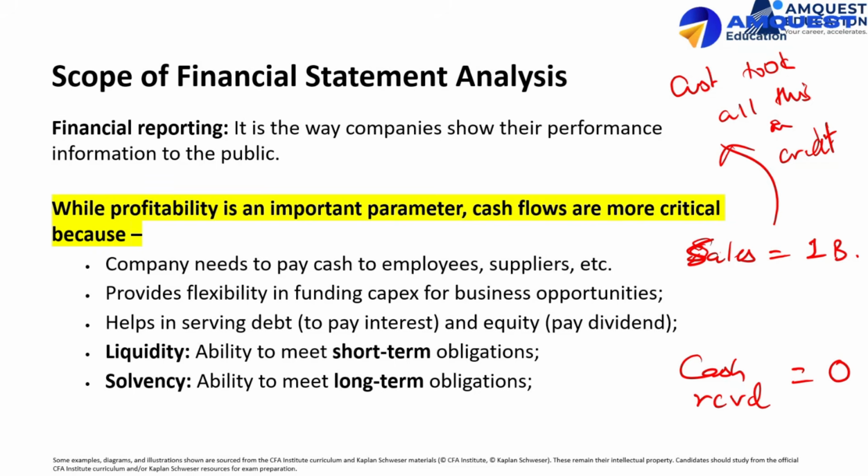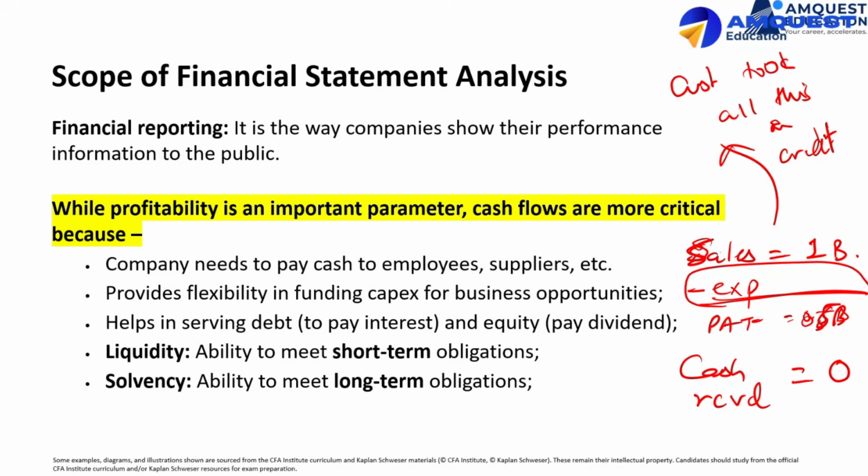You may show profits or sales of $1 billion. You may say that, after subtracting expenses, my profit after tax is $500 million. But the problem is, it looks like a loophole that, okay, you just have $500 million of profit after tax, but in reality cash is zero.